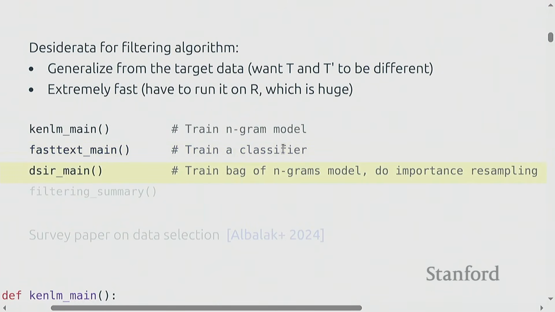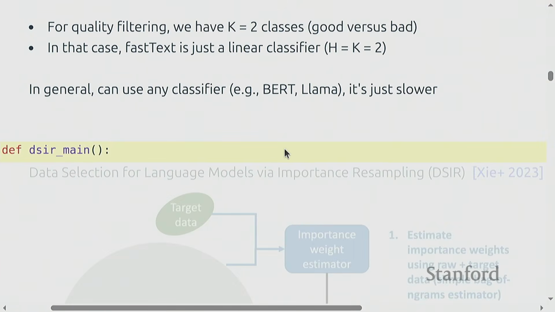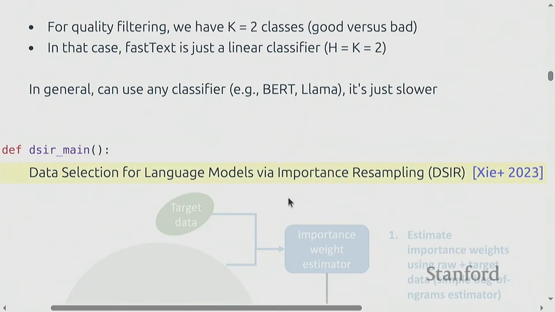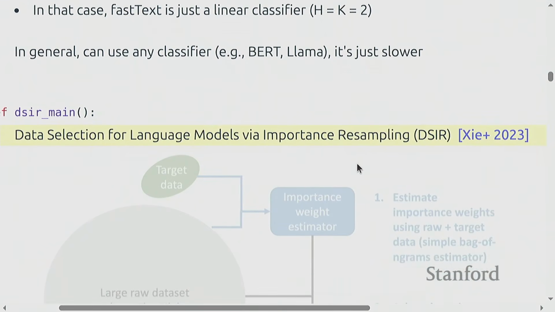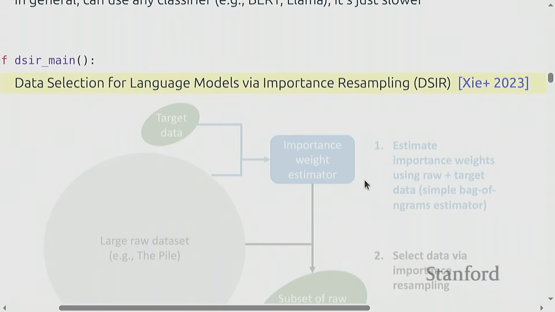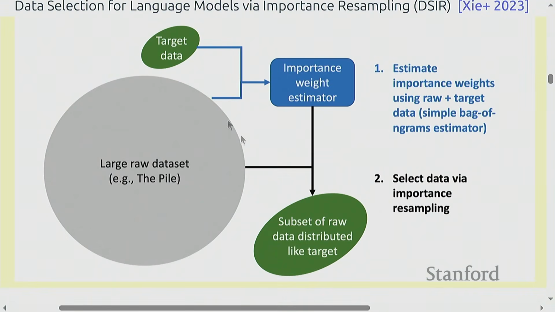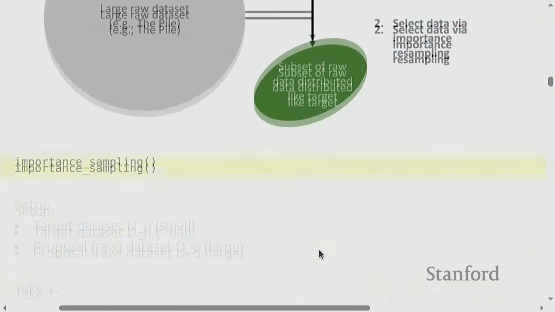Okay, so the final method I'm going to talk about is called data selection for language models using importance resampling. Here are the basic ideas: you have your raw data set, you have your target data, and then I'm going to build an importance weight estimator, which is the analog of the n-gram language model or the FastText classifier, and then I'm going to use that to get a bunch of documents.